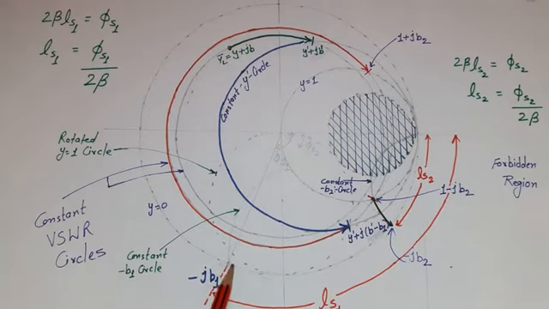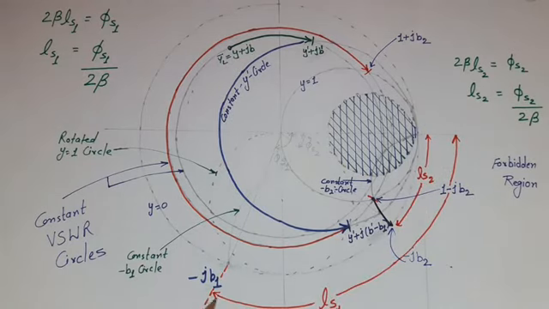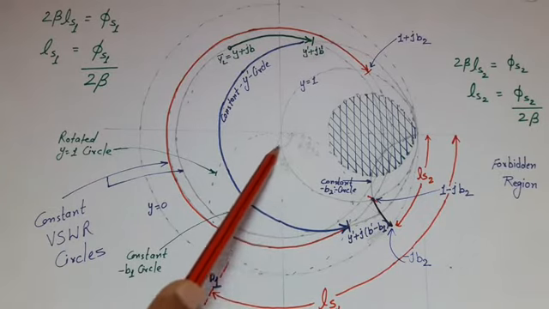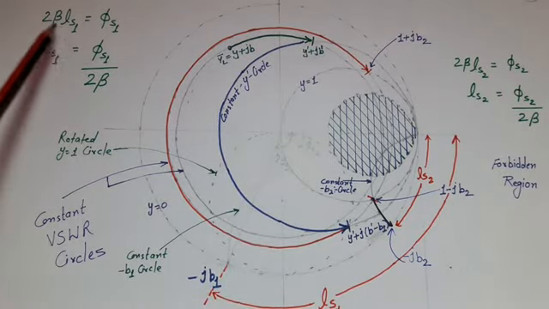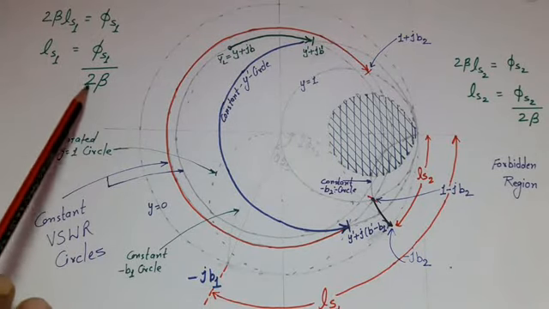Now what would be the length of the short circuit stub to achieve this reactance? So measure this angle. This angle we can find with the help of the Smith chart. Suppose this angle is phi s1. Now we will equate phi s1 is equal to 2 beta ls1, and from here ls1 is equal to phi s1 divided by 2 beta. This is the length of the first stub.